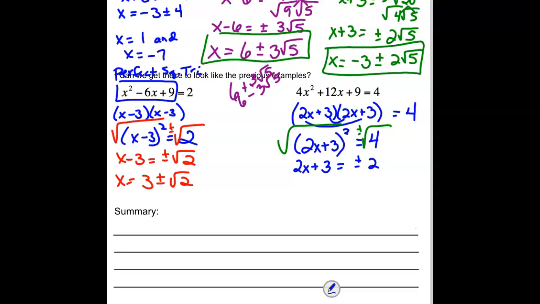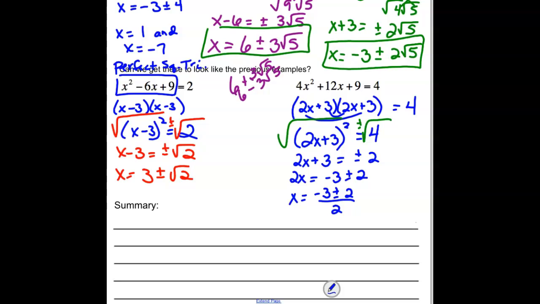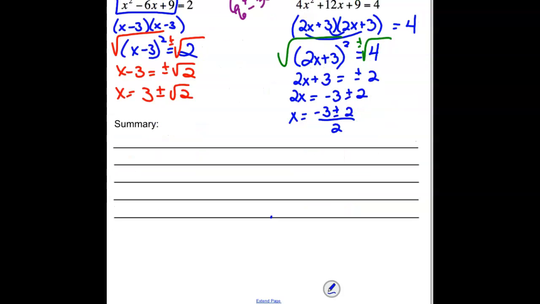We're going to subtract the 3 over, and then we're going to divide out the 2. Now, I do want you to simplify that if possible. This one is able to be simplified. So negative 3 plus 2 would be negative 1 with a 2 for our denominator, and negative 3 minus 2 would be negative 5 divided by 2. So we're still getting 2 answers. Simplify them as much as possible. All right, I'm going to have you add one last question.